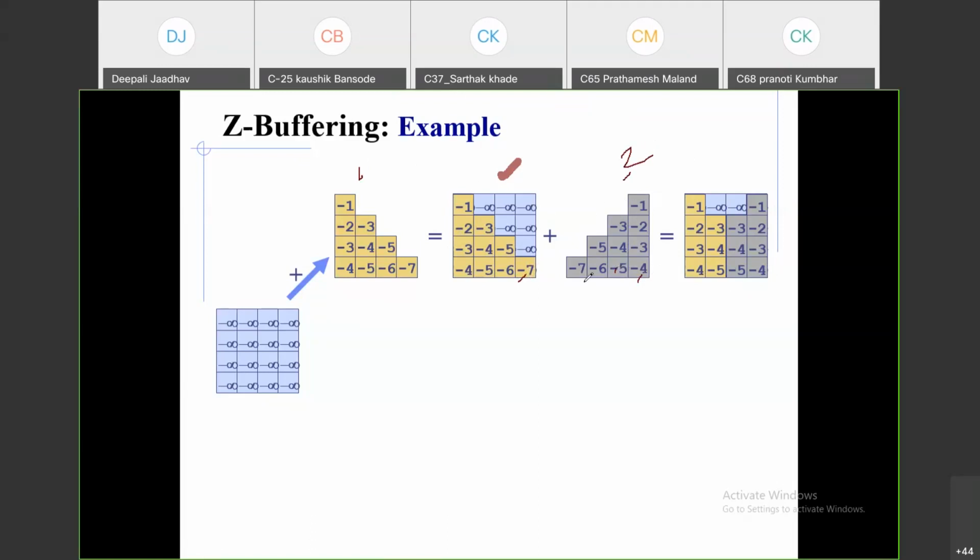Now this minus 5 is compared with this minus 6. So which is the largest? Minus 5 is the largest. So minus 5 is stored here. Now minus infinity is compared with minus 3. Minus 3 is compared with minus infinity. Largest is minus 3, so minus 3 is stored here. Minus 5 is compared with minus 4, so minus 4 is largest. Now minus 4 is compared with minus 5. Which is the largest? In this, minus 4.